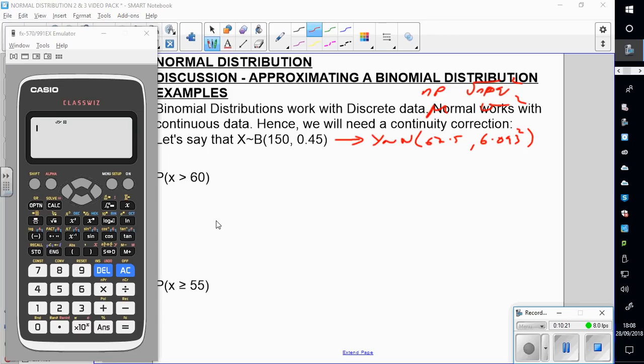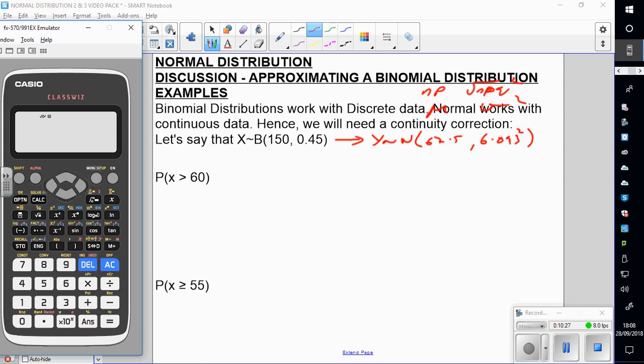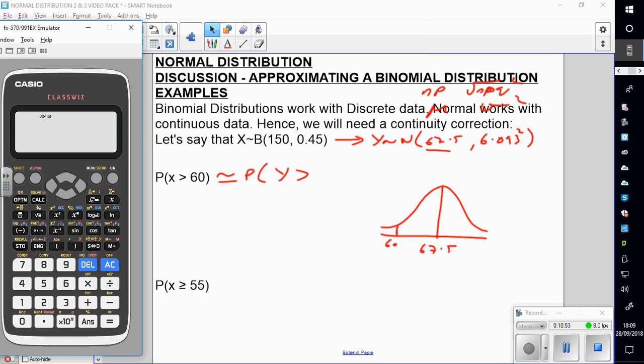So if we go to our calculator, if I want to find the probability of X being greater than 60, this is approximately, because remember it is an approximation, the same as the probability of Y being bigger than 60. Remember we just talked about this. In our normal distribution, we know the mean is in the middle, 67.5. We're trying to find bigger than 60, but that area of 60 is 0, okay? And what is 60? We said that 60 has upper and lower bounds, so 59.5 and 60.5.